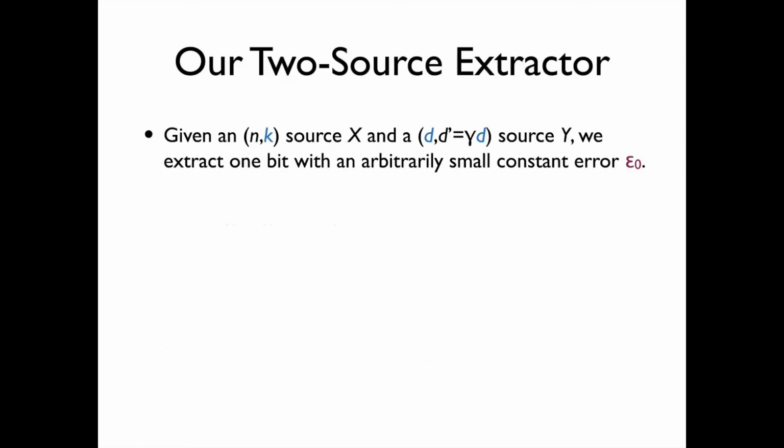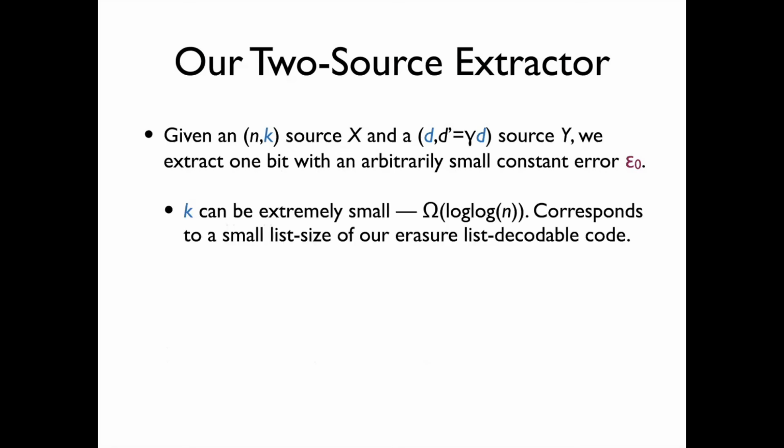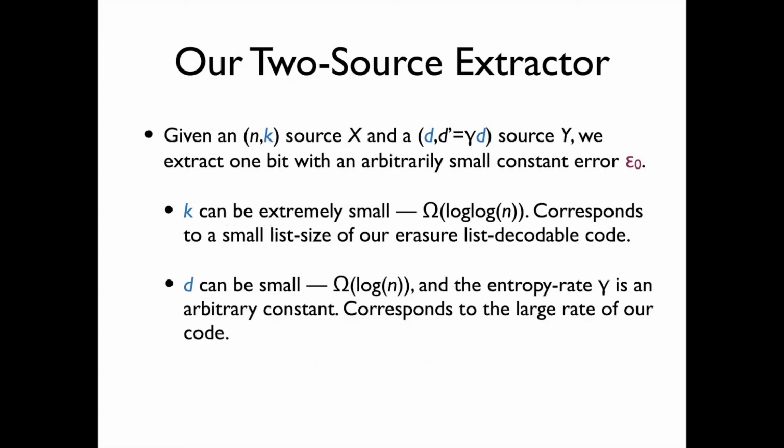Great. So what's our two-source extractor? Again, given X and Y, independent weak sources, we extract one bit of the constant error epsilon 0, where K is extremely small. It's like log n. This corresponds to a smallest size of our erasure list-decodable code. And D is small, it's omega log n.